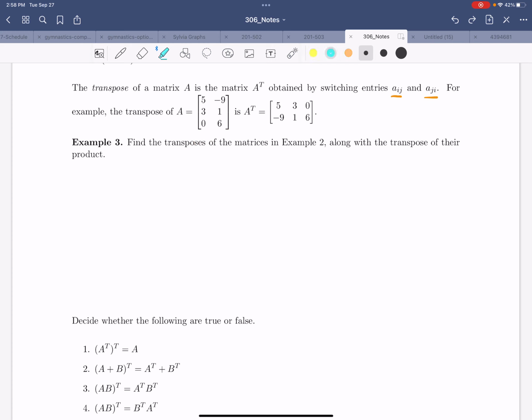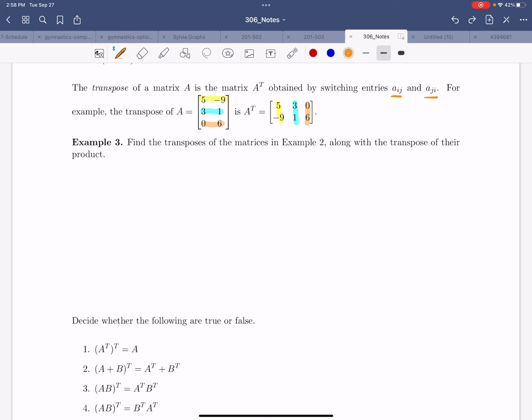Note that this row became this column. This row became this column. This row became that column. Or equivalently, you could have said this column became this row, that column became that row. However you want to look at it, it's fine.